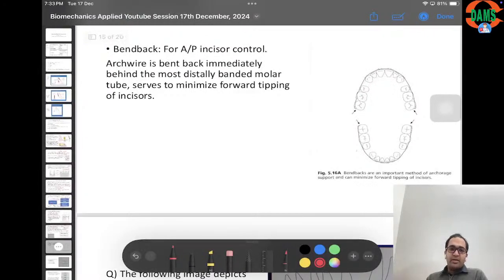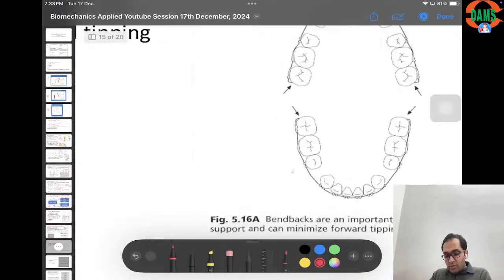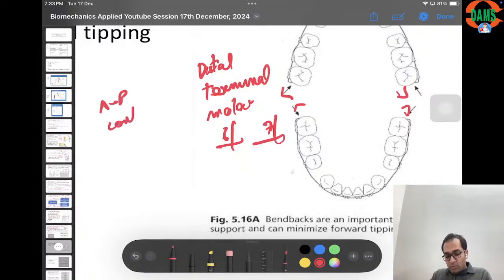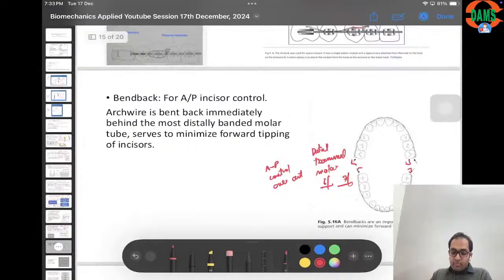Next comes bend back. So what is bend back? Bend back is for anterior-posterior incisor control. Bend back is done posterior to the archwire, at the distal terminal molar. The most distal terminal molar can be either 6 or 7, from whose last molar the wire will exit. Posterior to that we just bend the wire distally. Why do we do that? So as to provide proper anterior-posterior control over the anteriors, so as to prevent their flaring or proclination, to minimize forward tipping of the incisors.